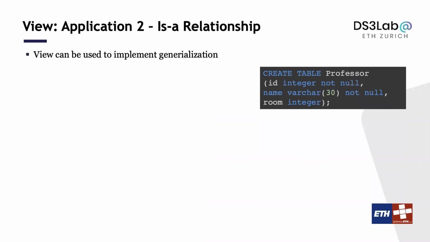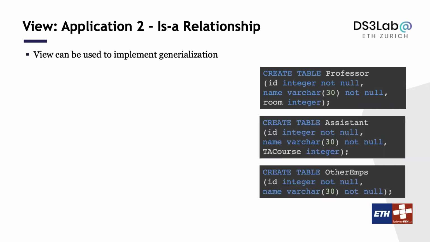And of course, there are different ways that you can do generalization, right? For example, you could do it this way. The base table could be a professor: you have ID, you have name, you have view. Then you have ID, name, and room. This time, you have ID, name, and TA course. And for other employees, I only store ID and name, right? And these three relations essentially store a disjoint partition of all the employees.